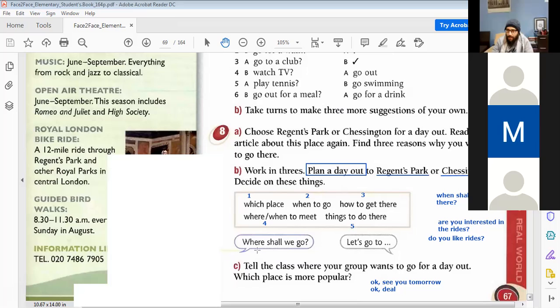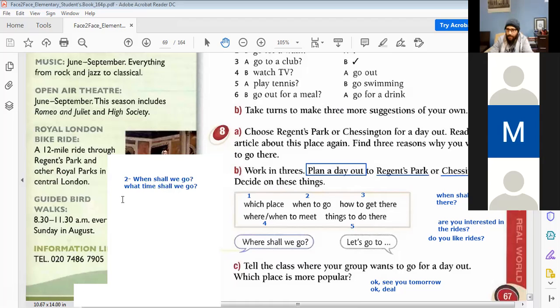Okay, so let's write. So for number 1, we wrote it for you, where shall we go. In number 2 you can say when shall we meet or when shall we go. This is number 2. So you can say when shall we go, or you can say what time shall we go. Same thing.